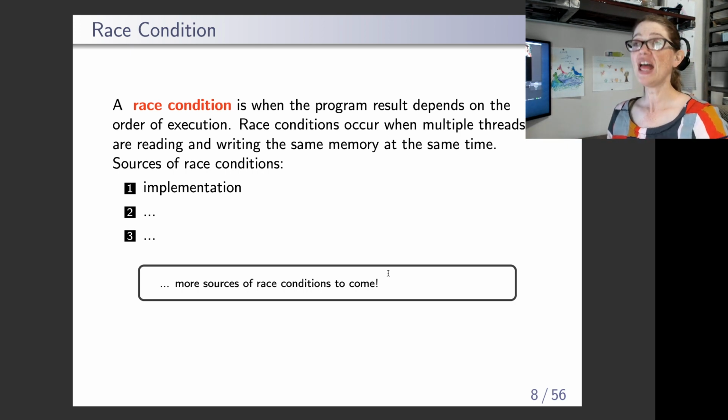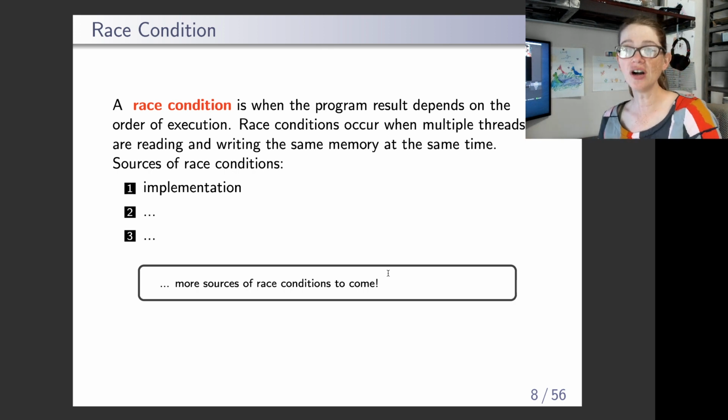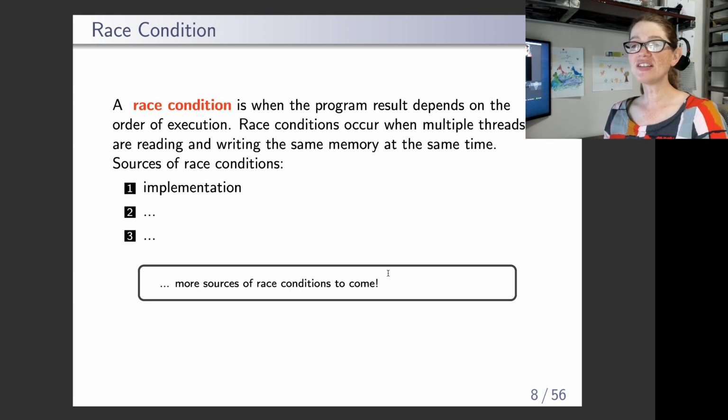But for now, the source of race condition that I care about is your fault. It's your implementation that caused a problem. Now, I know you have no control over when preemption happens, but there are ways that you can write code such that it doesn't matter. And we have not done that. So what I want to do now is look at some other ways that race conditions can show up.